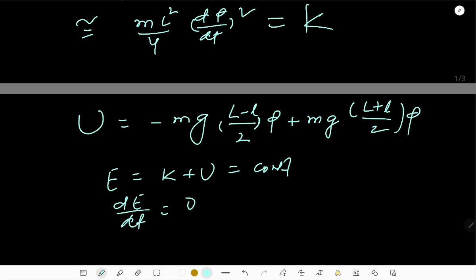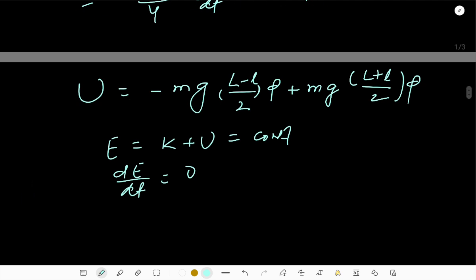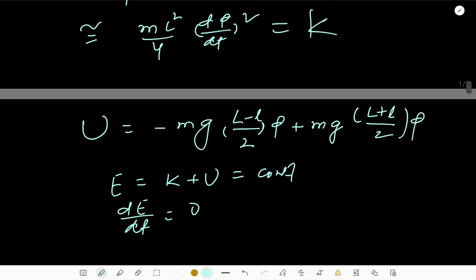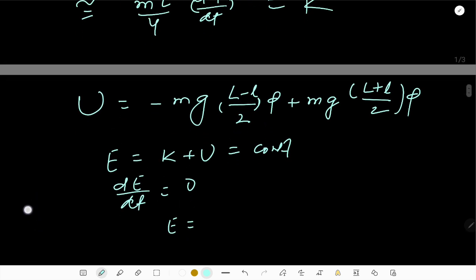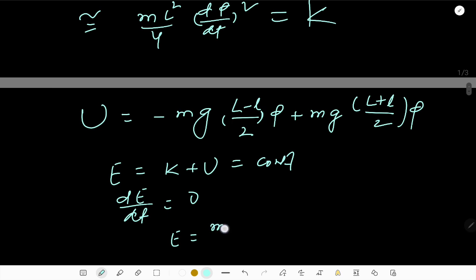And the derivative of any constant with respect to time must be equal to 0. So I'm going to write down the total mechanical energy, which means kinetic energy plus potential energy. And kinetic energy, you can see here, is ml square by 4 (d phi by dt) square.